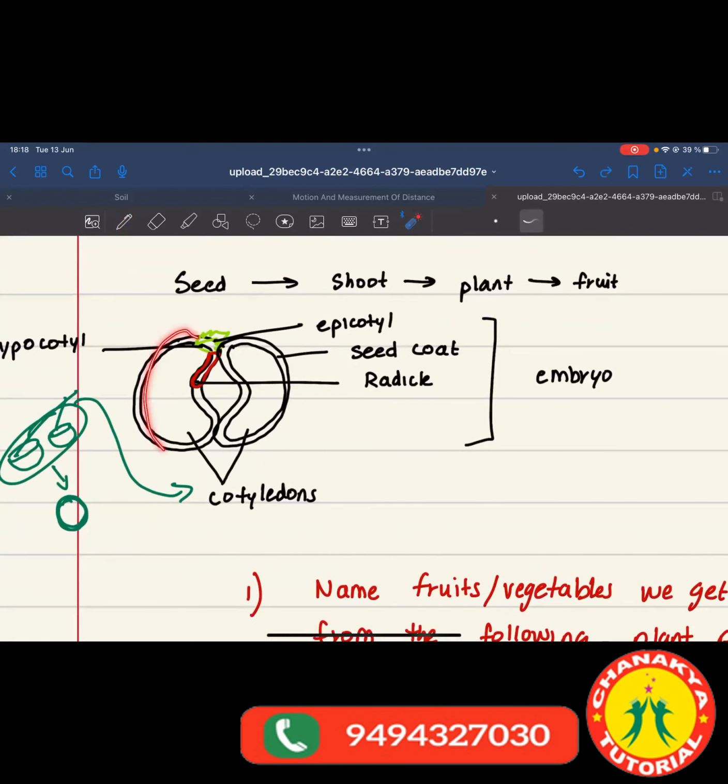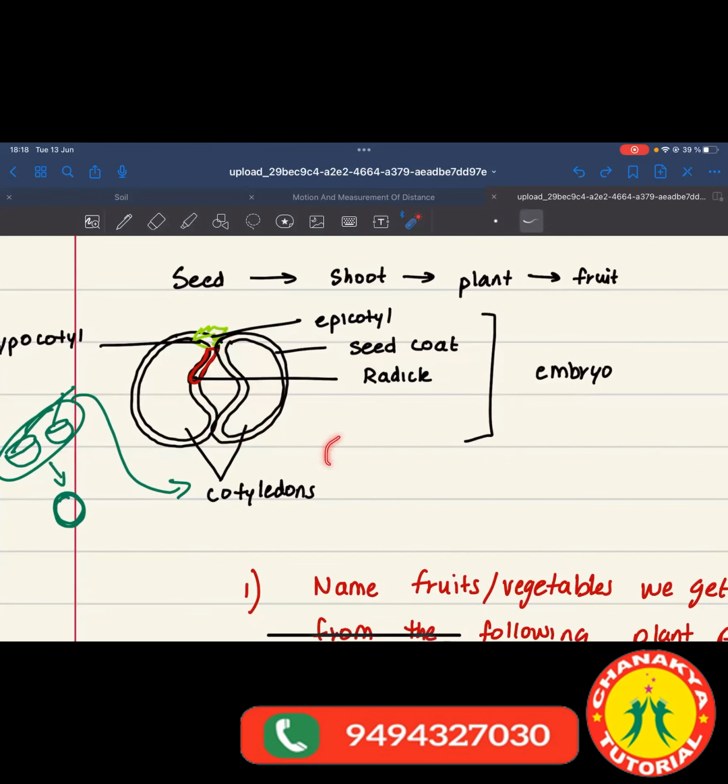It has two kidney-shaped structures, which have an outer body and an inner body. The outer body is like a coat, called the seed coat. It protects the seed from outside. From inside, you can see the red portion I've drawn. This is called the radicle. This is from where the baby shoot emerges.